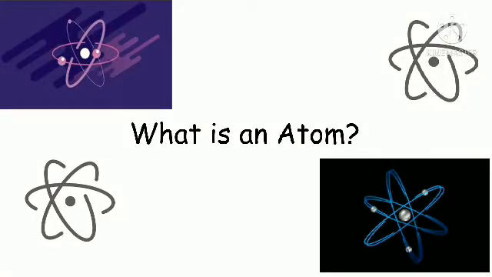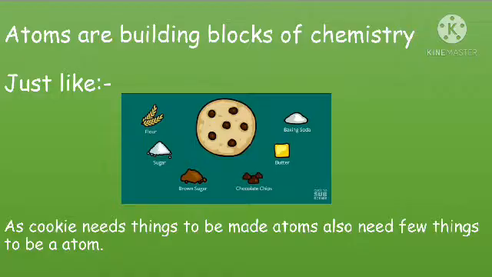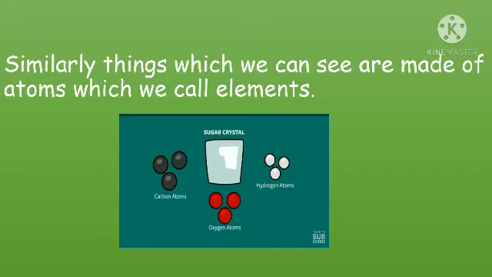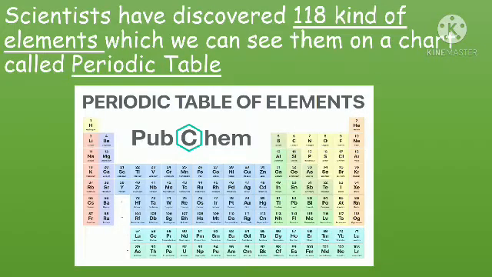Hello everyone, I am Mahi Bhausa from class 8A and today I am going to tell you about what is an atom. Atoms are building blocks of chemistry. Just like a cookie needs things to be made, an atom also needs a few things to be made. Atoms are made of three tiny kinds of substances called protons, neutrons and electrons. Similarly, things which we can see are made of atoms, which we call elements. Scientists have discovered 118 kinds of elements, which we can see on a chart called the periodic table.